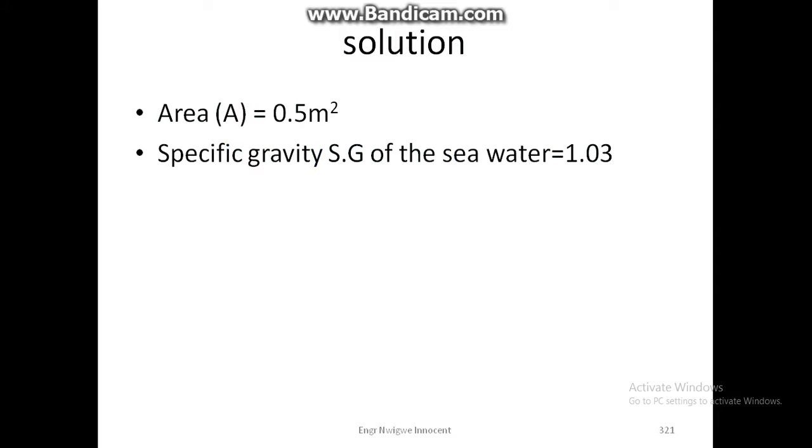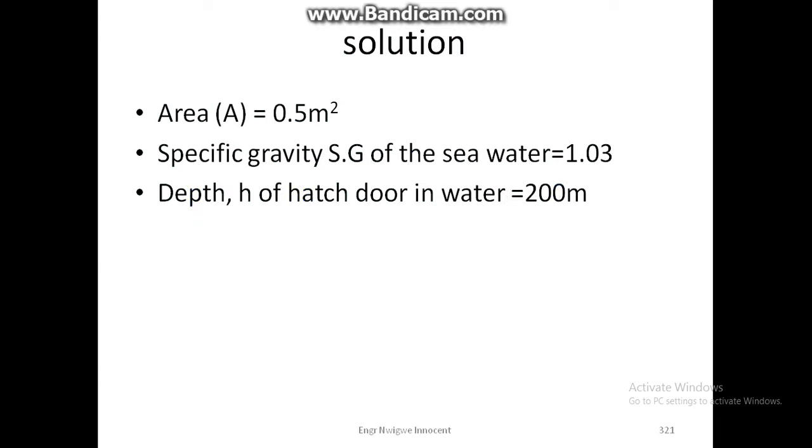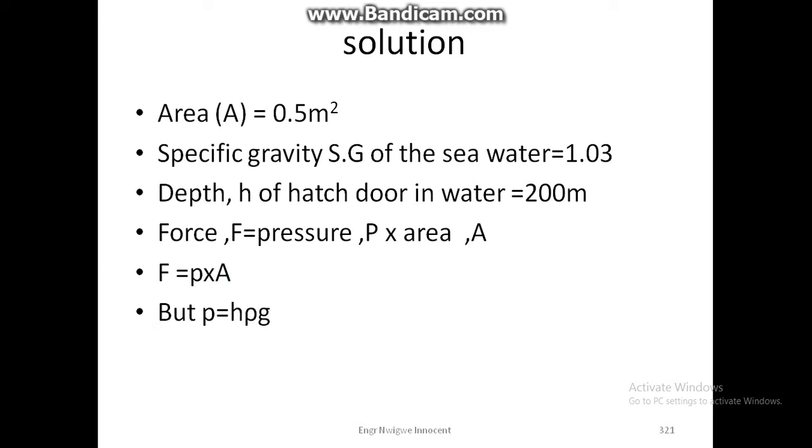Solution. Area A is equal to 0.5 meters squared. Specific gravity Sg of the seawater is 1.03. Depth h of the hatch door in water is 200 meters. Force F is equal to pressure P times area, force is equal to PA. But pressure is equal to h times density times gravity, that is height times density times acceleration due to gravity.